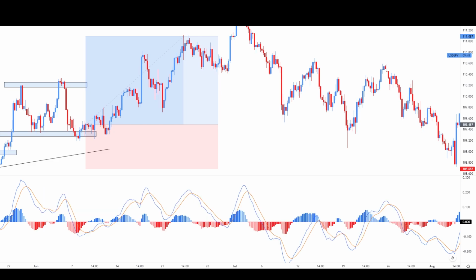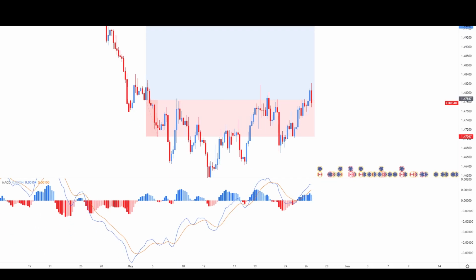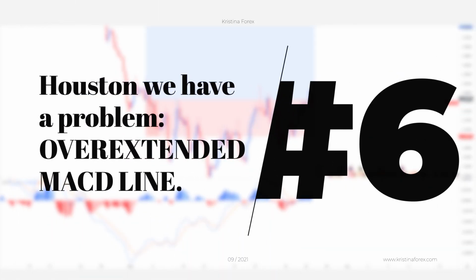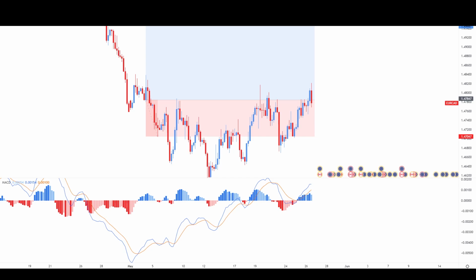So now I will show you an example of when the MACD crossover strategy didn't work, why it didn't work, and how to prevent such situations in the future. So I have EUR/CAD on a 4-hourly chart, and this situation is referred to as an overextended MACD line. These very high price fluctuations will be followed by sell-offs and vice versa, and buying at extreme highs and selling at drastic lows should be avoided.